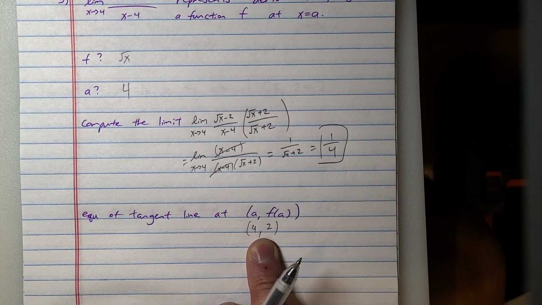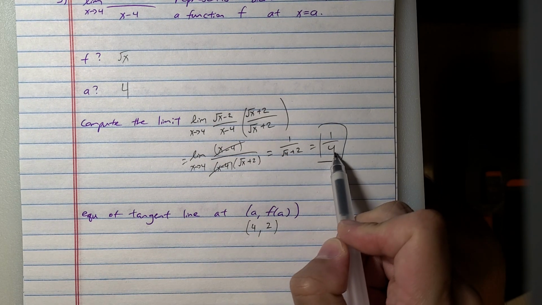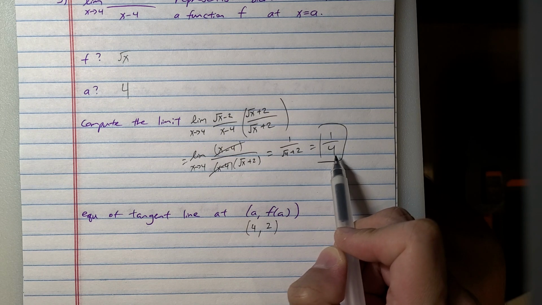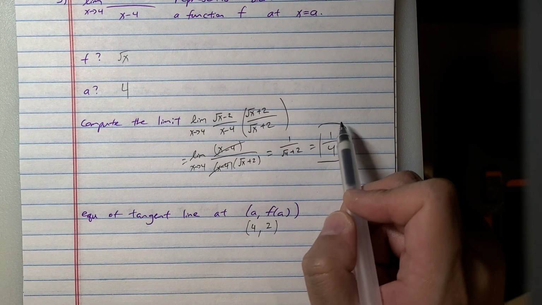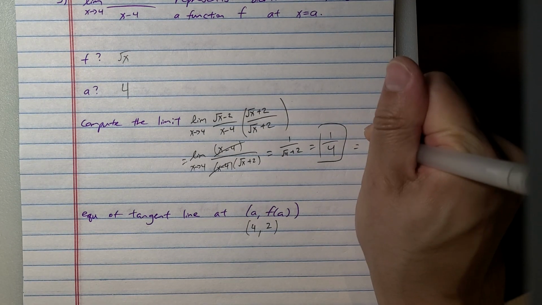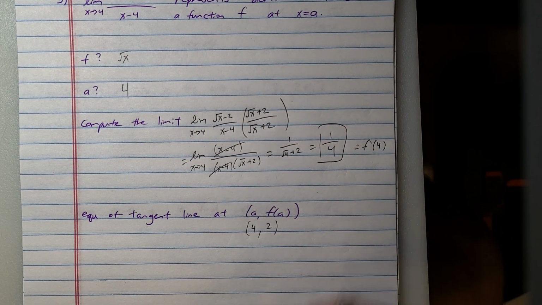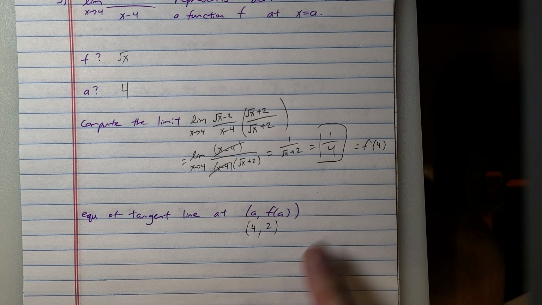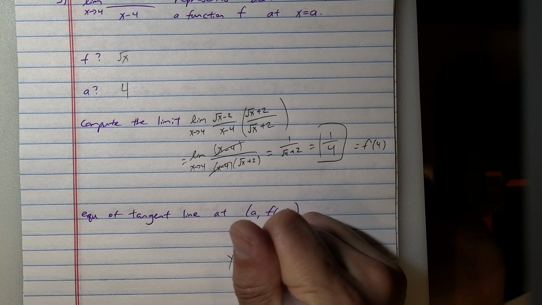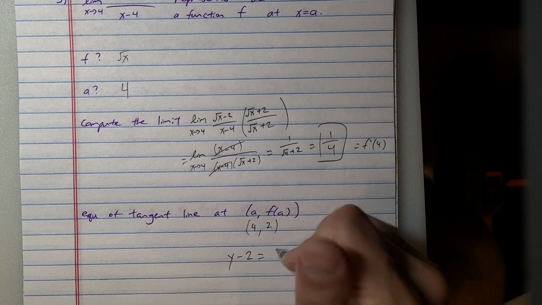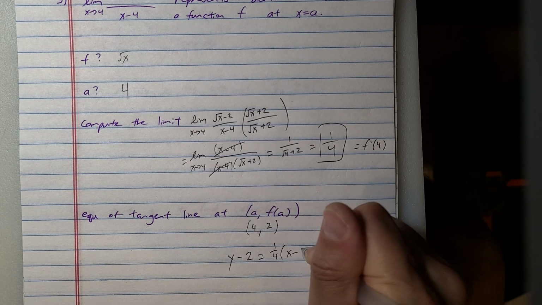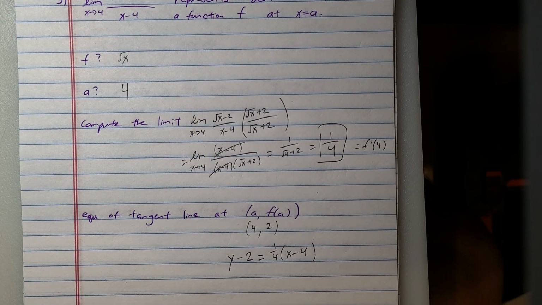So we have a point. We need a slope. Well, we actually found the slope up here, because the slope of the tangent line is the derivative, which we set up here. This is f prime of 4. We have a slope, we have a point, we can write the equation of the tangent line. We use point slope form: y minus 2 is a fourth, x minus 4. That's our answer right there.